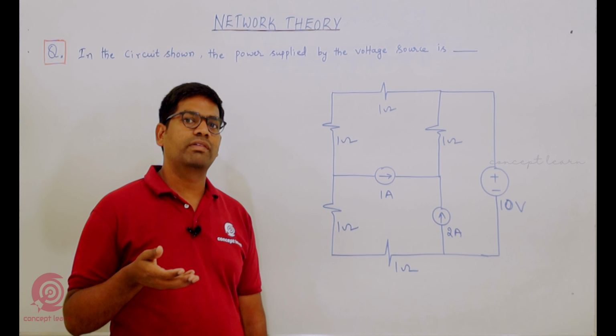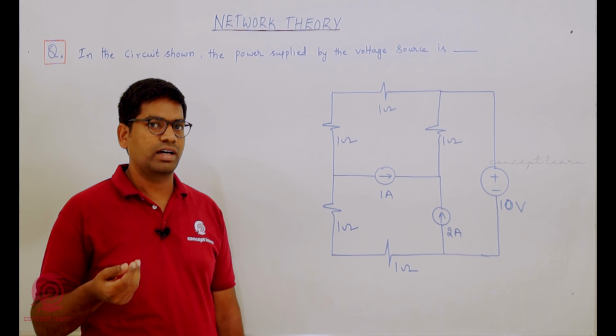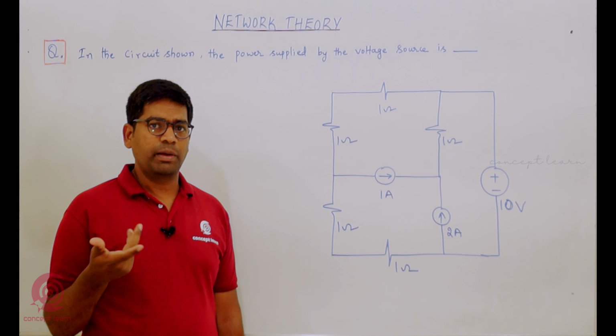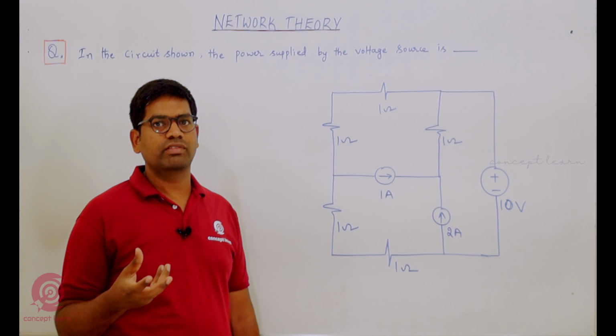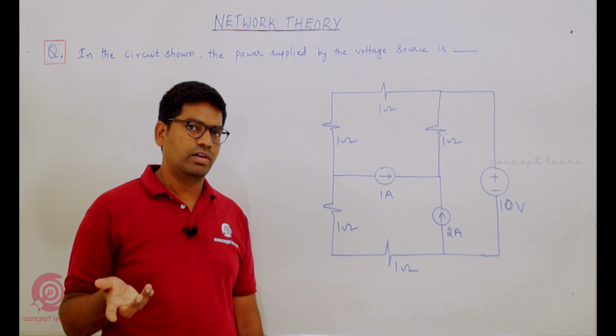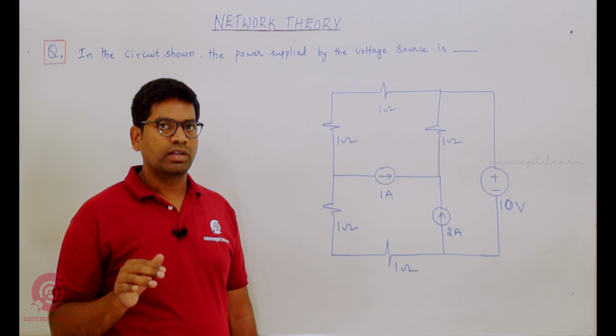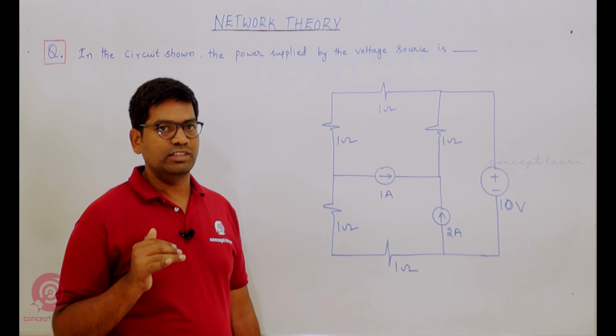If you want to know the power supplied or delivered by the source, definitely we need to know the current flowing through it. So if I am able to find the current through the voltage source, then simply multiplying the current with that voltage will automatically give the power delivered or absorbed by that particular source. So we need to know the current flowing through this voltage source.